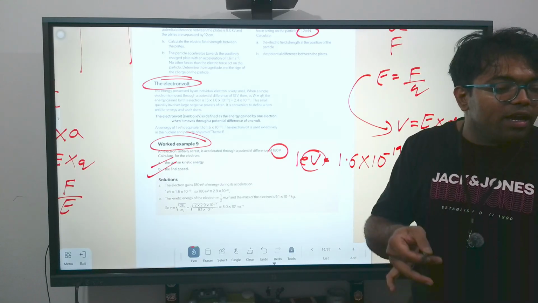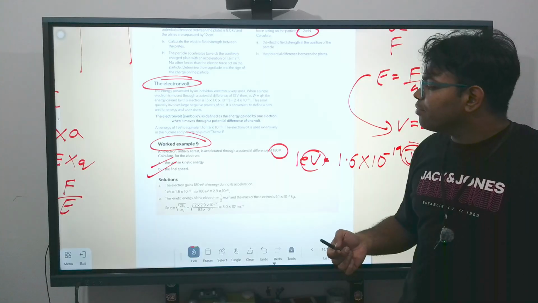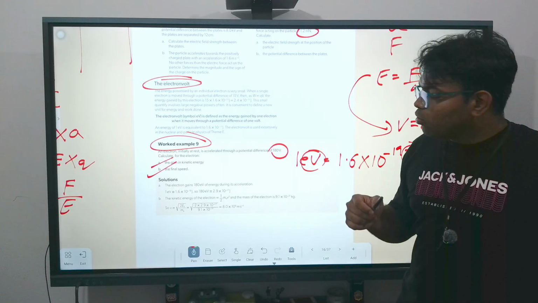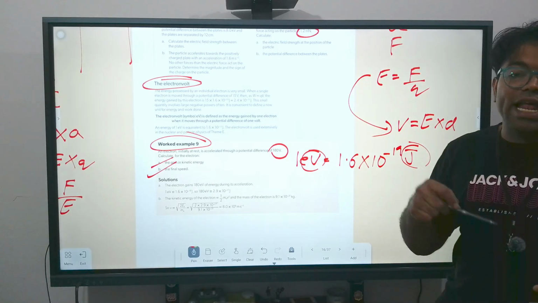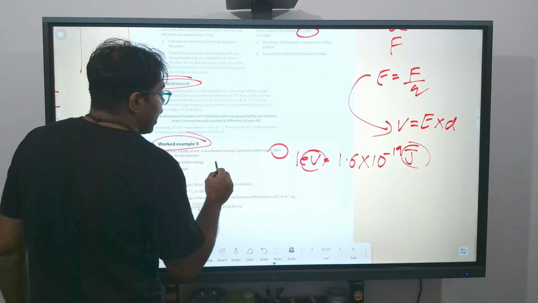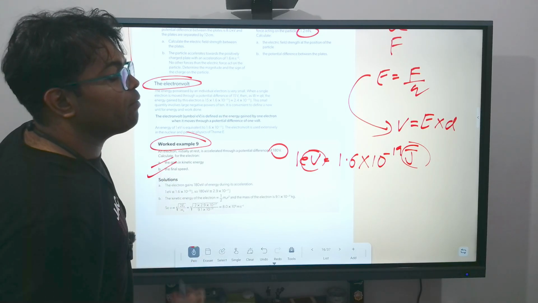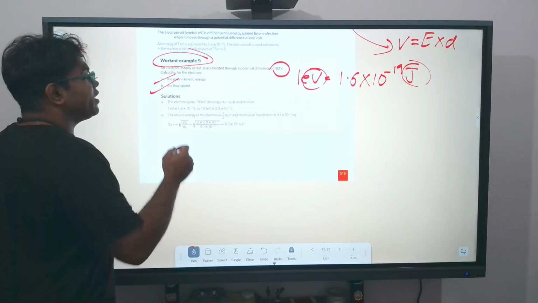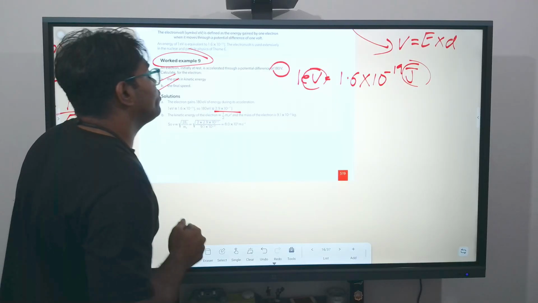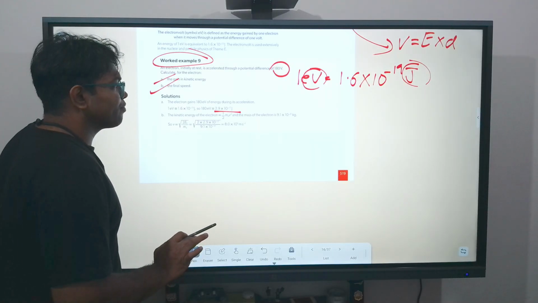So the energy is charge times potential. The electrostatic potential energy gained by the electron will be equal to 180 multiplied by 1.6 × 10^-19, which is equal to 2.9 × 10^-17 joules. Do you understand this?